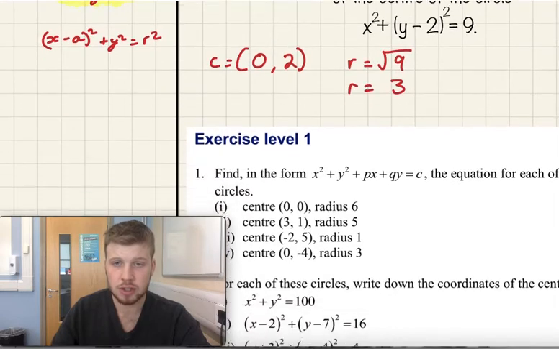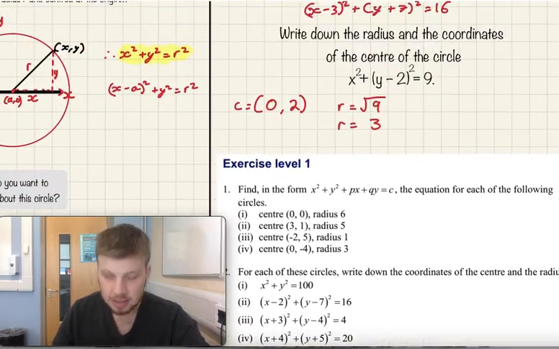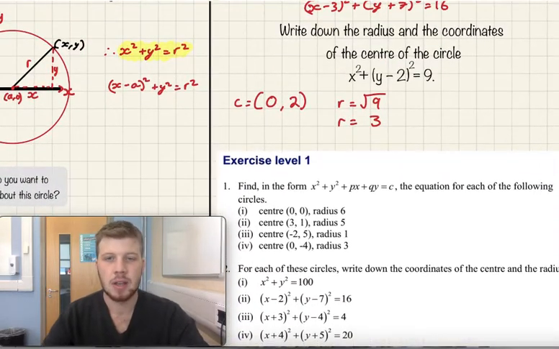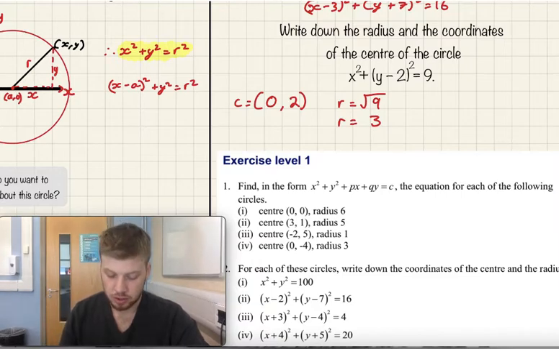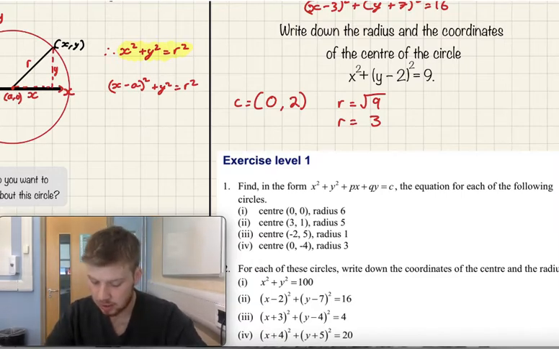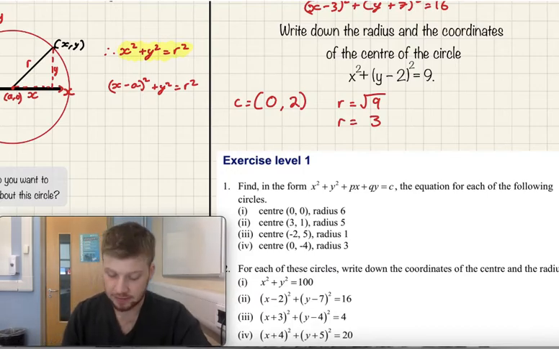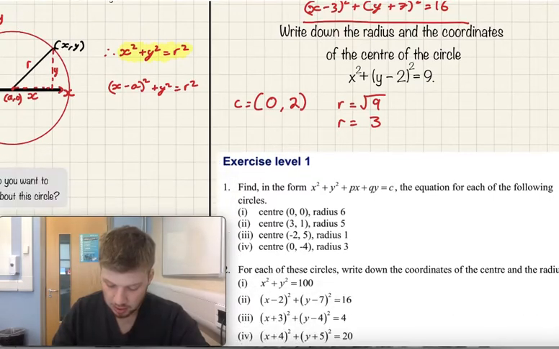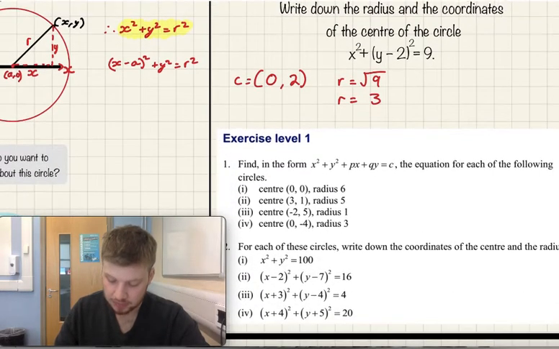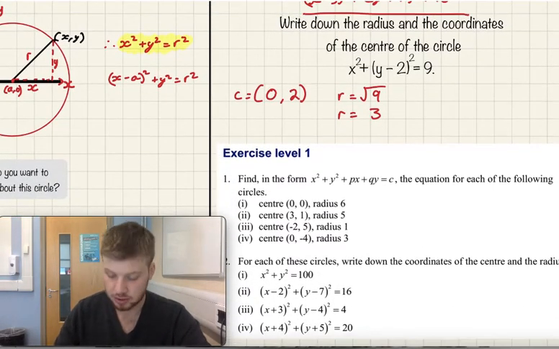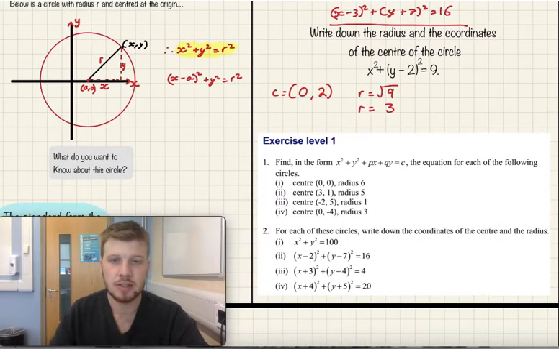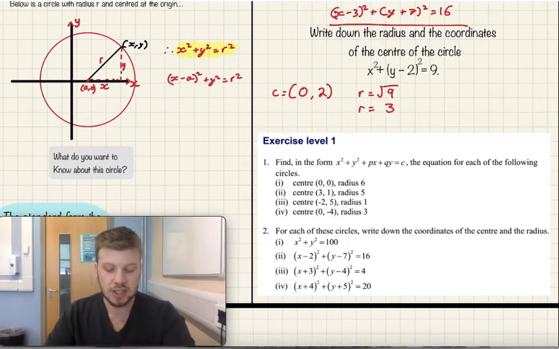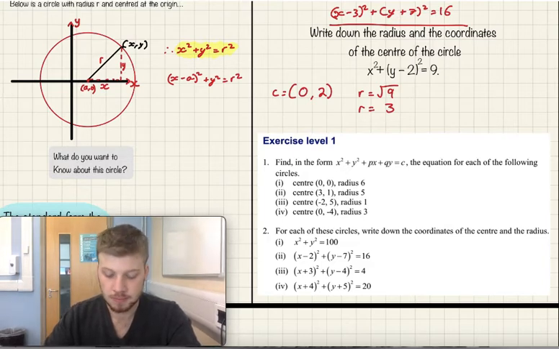And then what I'd encourage you to have a look at is exercise level 1, questions 1 and 2. Question 1 is to find in the form of x squared plus px plus y squared plus qy plus c, so you're just getting it in this standard form and expanding. And then the next part is writing the coordinates of the centre and the radius. So I'm going to zoom out a little bit so that you can see them, and then pause the video now, and I'll put the answers on in about 4 seconds.